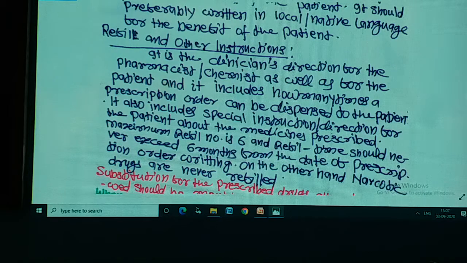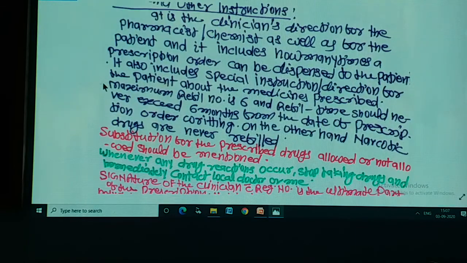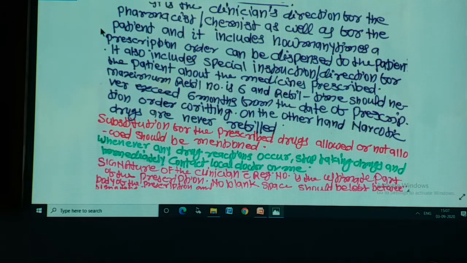On the other hand, narcotic drugs are never refilled. Other special instruction is substitution for the prescribed drugs, allowed or not allowed, which should be mentioned in the prescription. Whenever any drug reactions occur, stop taking drugs and immediately consult the local doctor or me should be mentioned under a special instruction.